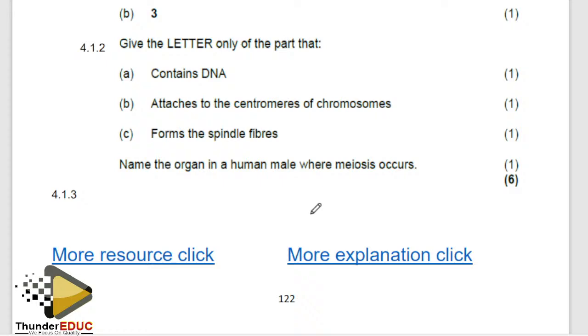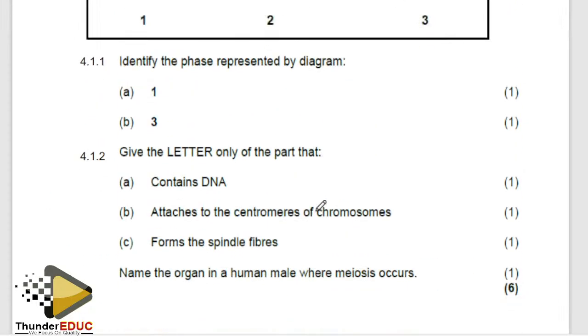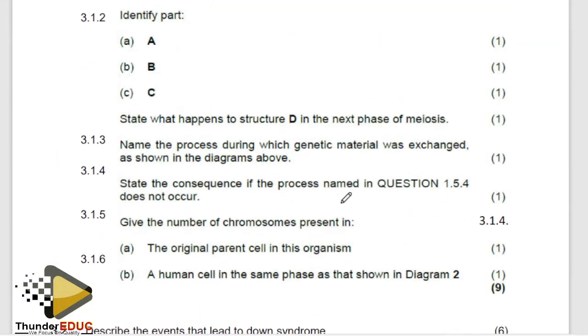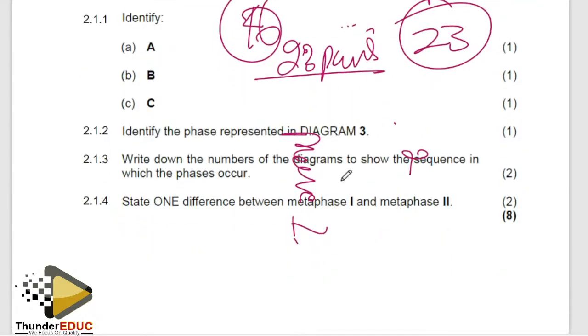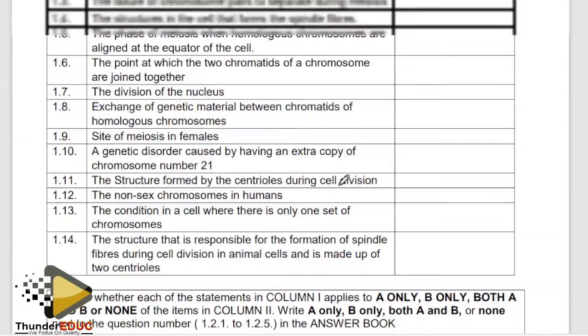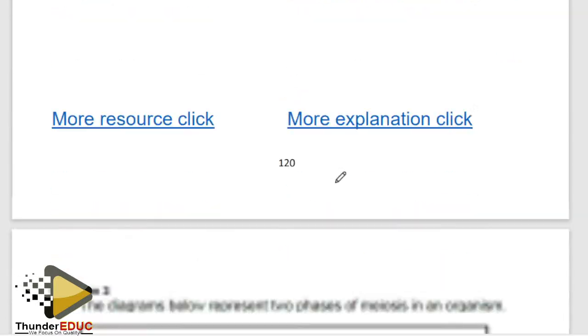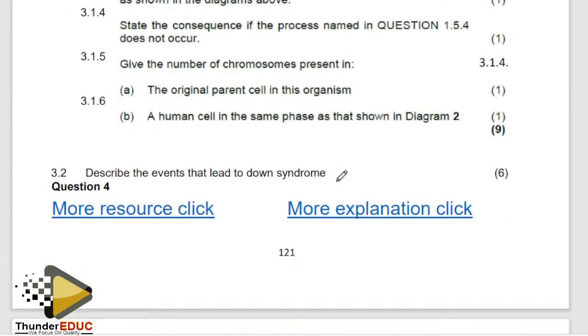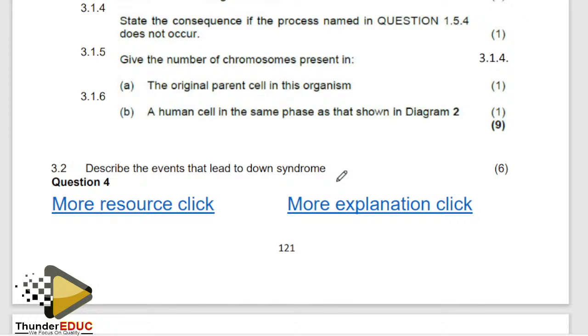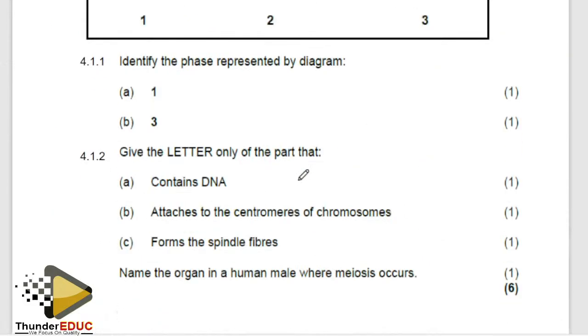Number 3, give two. Let me check here. I hope that question is here. Metaphase 1 and prophase 1, those ones you can do. Okay. Describe two ways in which this is Down syndrome. So we have answered that one.